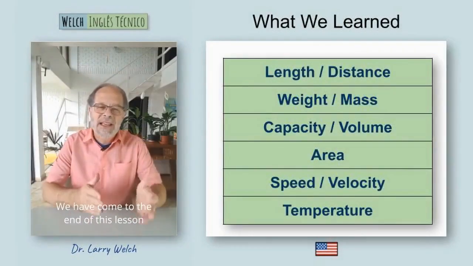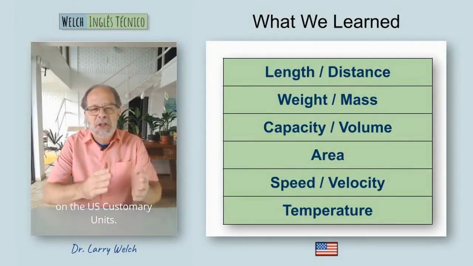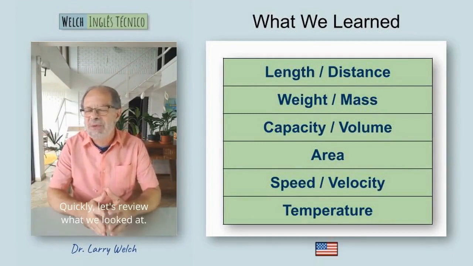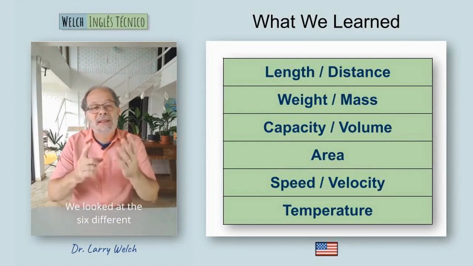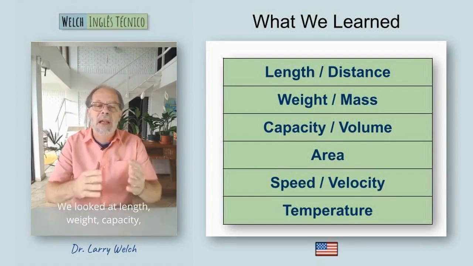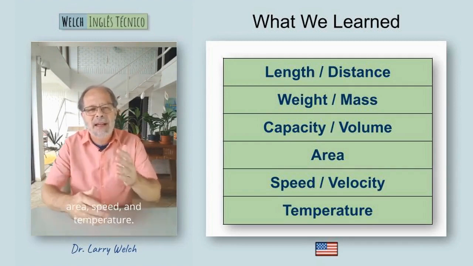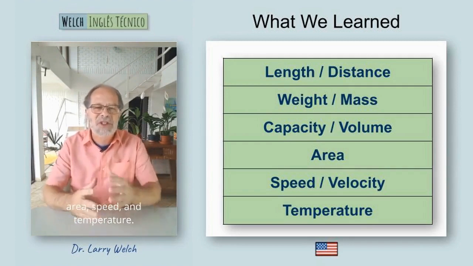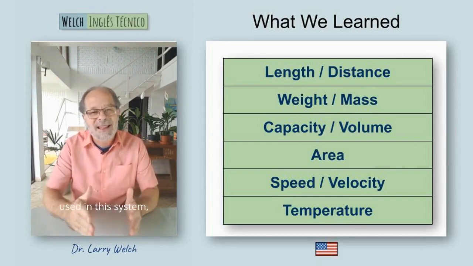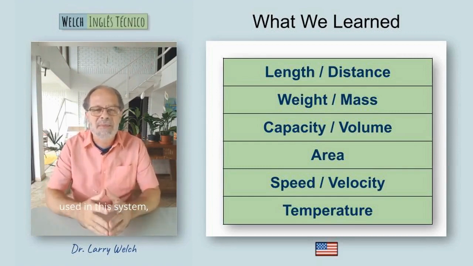We have come to the end of this lesson on the U.S. customary units. Quickly, let's review what we looked at. We looked at the 6 different dimensions of measurement. We looked at length, weight, capacity, area, speed, and temperature. And we spoke of the many different units used in this system and how they relate to each other.